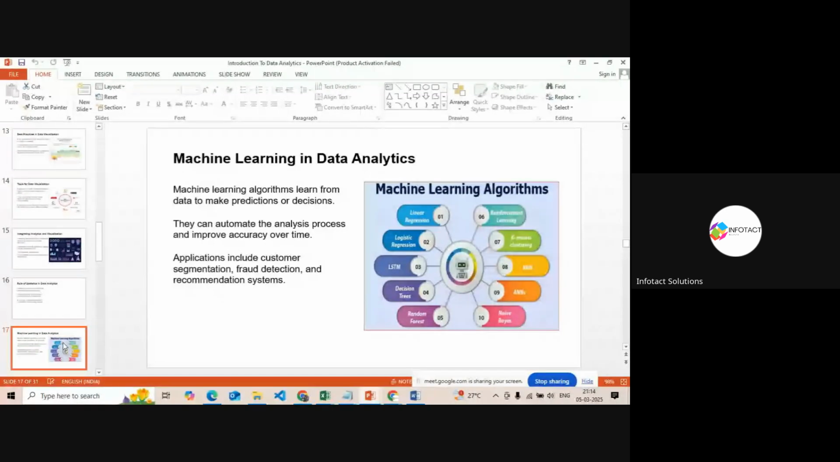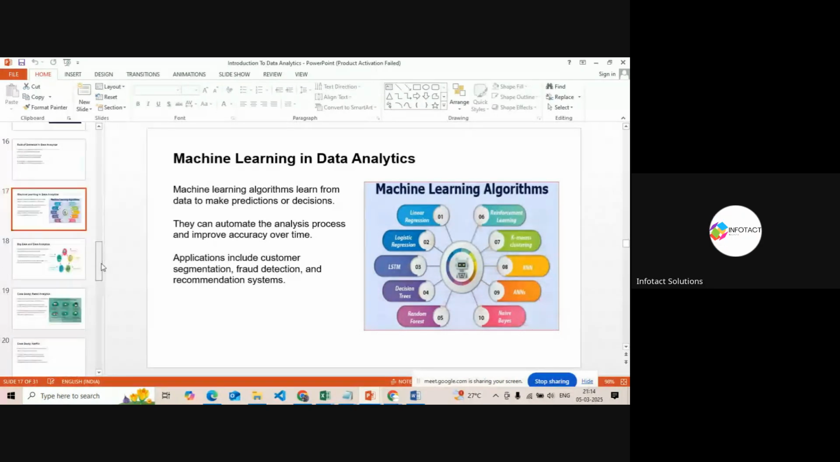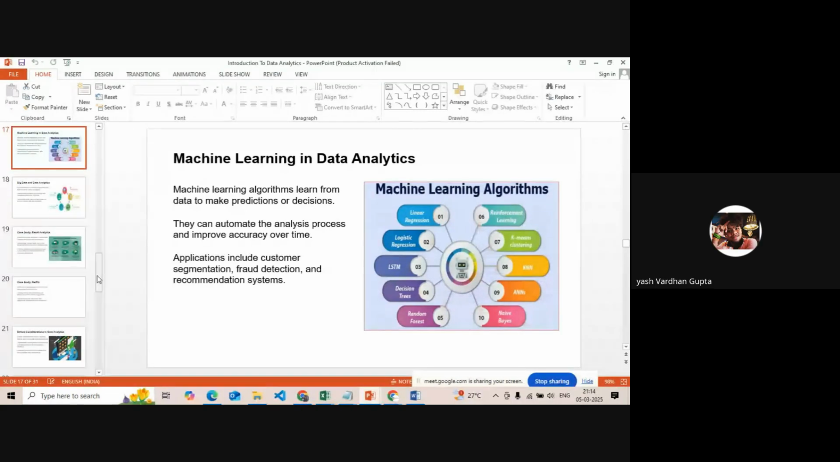Machine learning in data analytics. What is machine learning? What are the types of machine learning? Can anyone tell me? Then we'll discuss the life cycle. One question I asked you: what is machine learning?